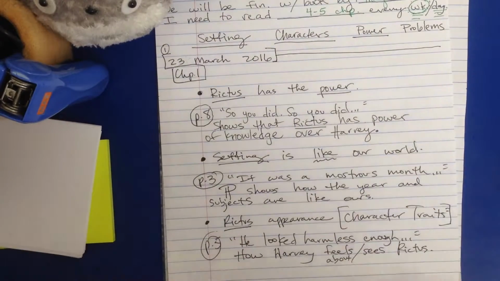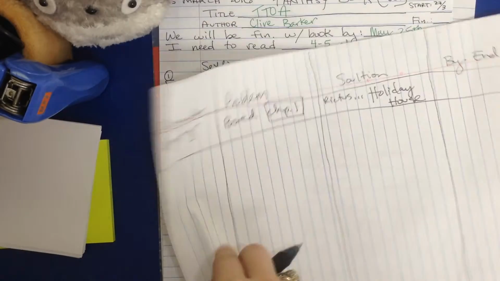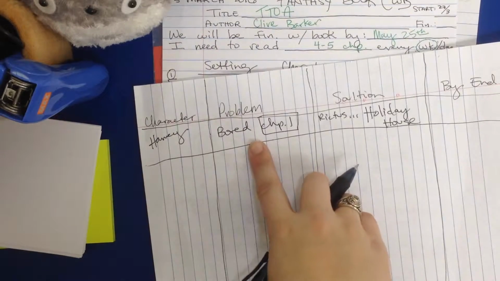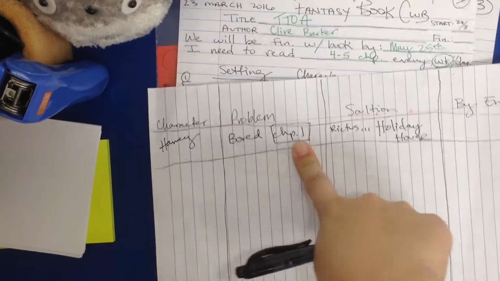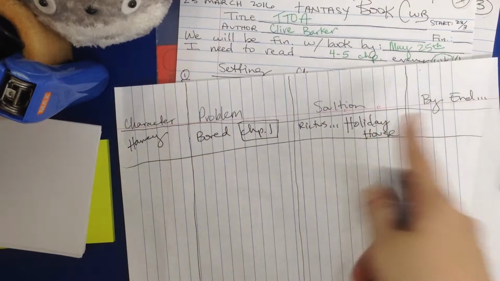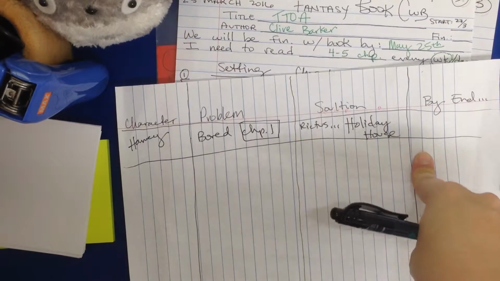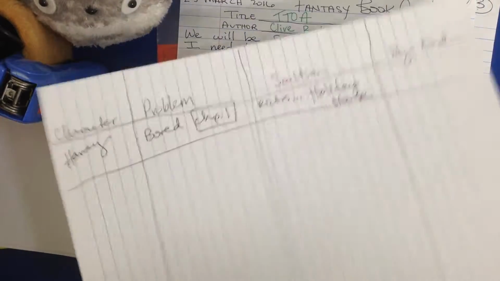Now, whether I want to stop here, I've covered these 3 things, and I did write a problem on my problem tracking sheet about how Harvey's bored, and he sees that as a problem right now. And Rictus is like, hey, well, let's go to the holiday house, which is maybe the solution, but we'll have to look till the end of the book to see if it really is the solution.